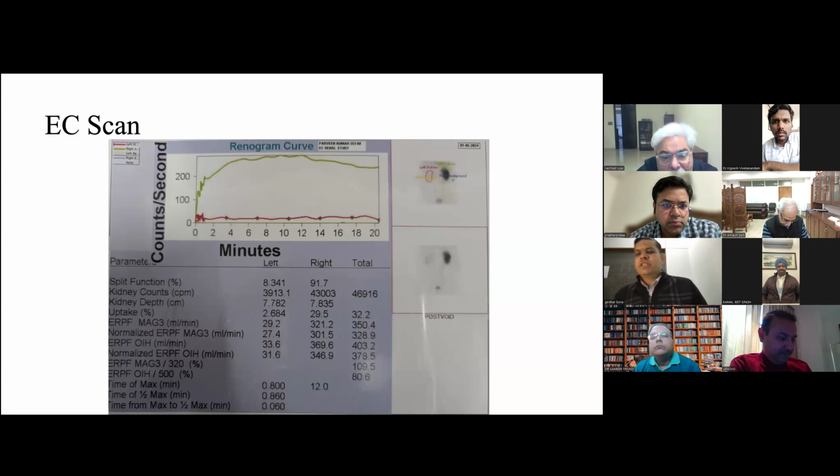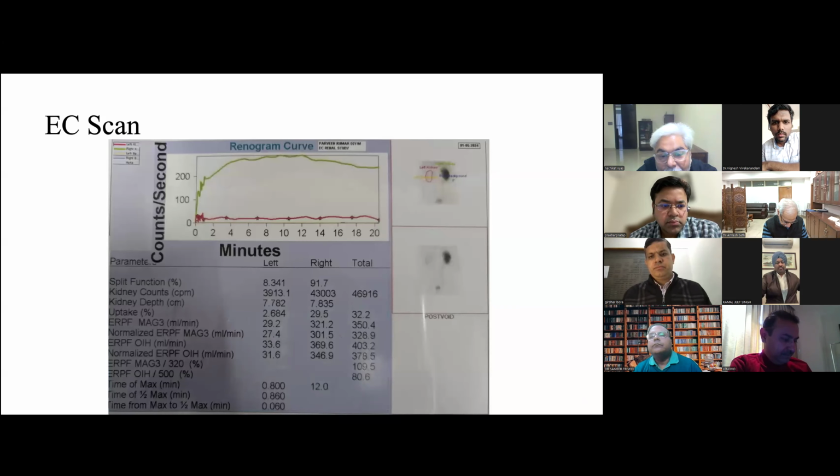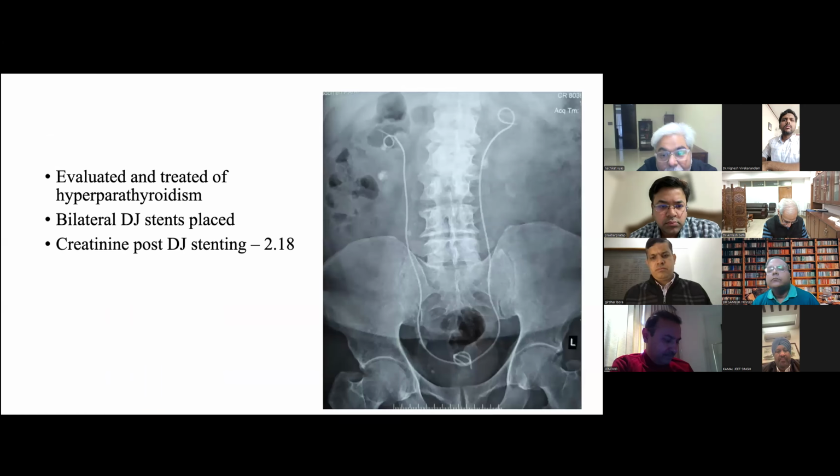चलो अब ये है, this is the situation now. Go on. This is the treatment history following the first presentation. He was evaluated and then treated for hyperparathyroidism. For this treatment duration, bilateral DJ stents were placed, and his creatinine post DJ stenting was 2.18, which has already been covered previously. This is his current X-ray KUB showing the right renal stones as well as the bilateral ureteric calculi.